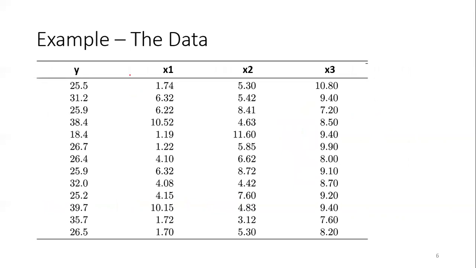So this is our data, right? 1.74% of the food is meat, 5.30% is vegetables, and 10% is spice. So the like rate is 25.5. And let's look at this one. 10% is meat, and 8% is spice, and 4% is vegetables, and it turns out that the like rate is 38.4.